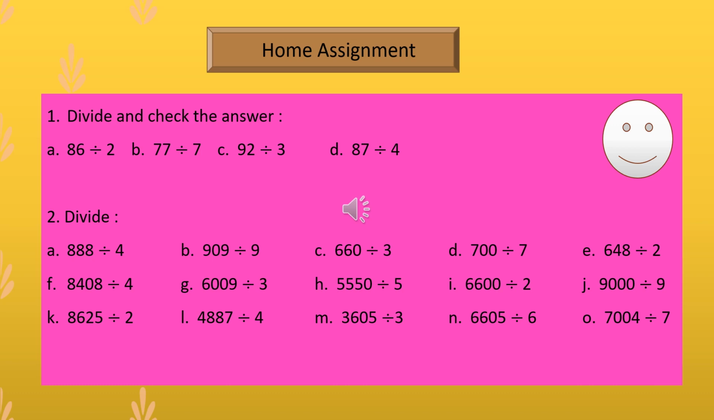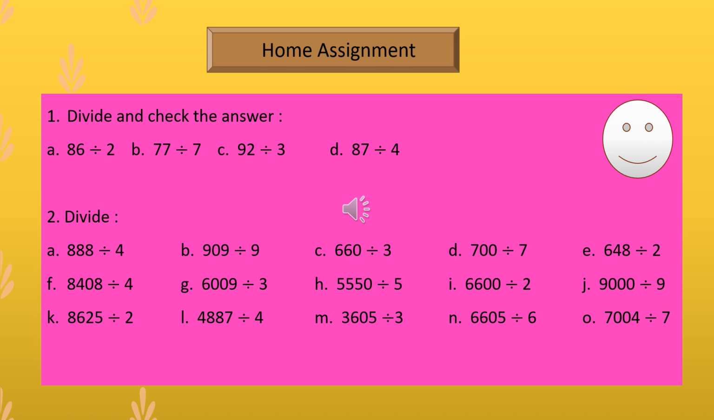Yes. So A part, 86 divided by 2. B part, 77 divided by 7. C part, 92 divided by 3. D part, 87 divided by 4. Now let's see question number 2.